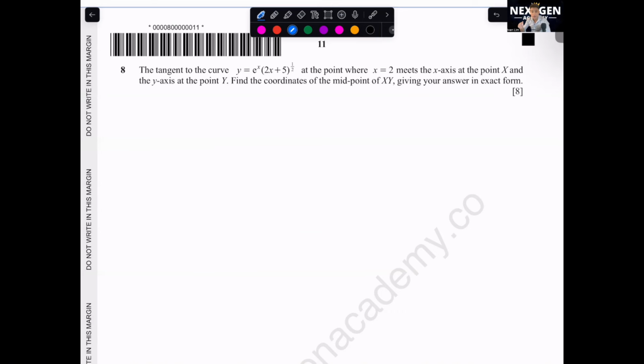Sometimes they already give it to you. So let's find our m value first, which is your dy over dx. We use u and v. u is e to the power x. v is equal to (2x plus 5) to the power of 1 over 2. u prime is e to the power x, nothing changes. v prime is 1 over 2 times (2x plus 5) to the power of negative 1 over 2 times 2. We can simplify it. This will become just (2x plus 5) to the power of negative 1 over 2.